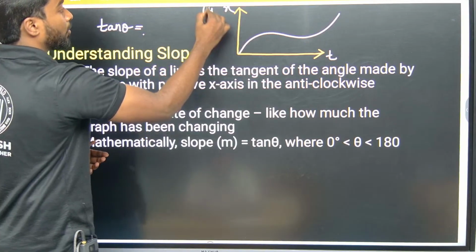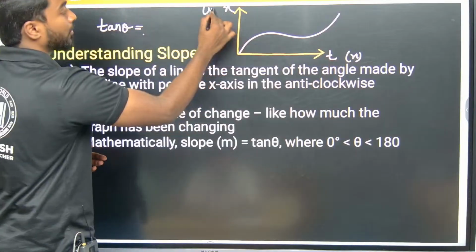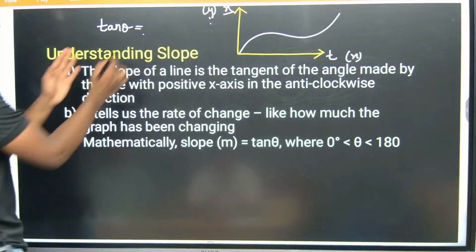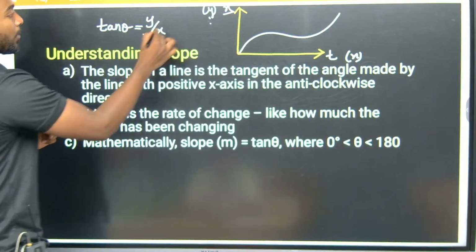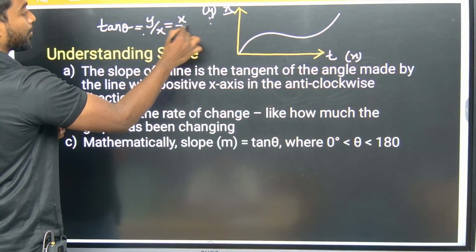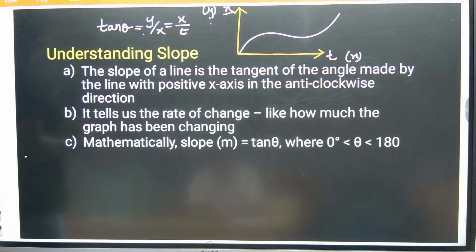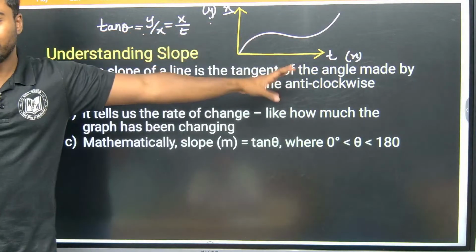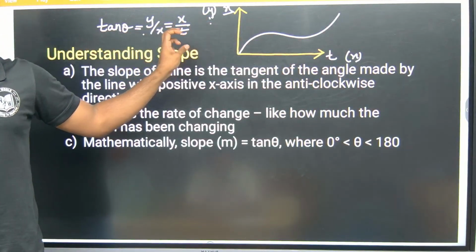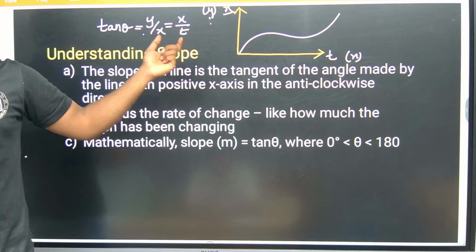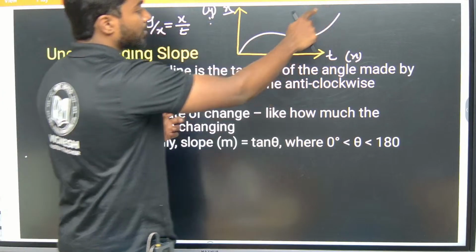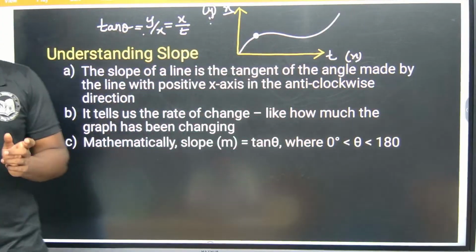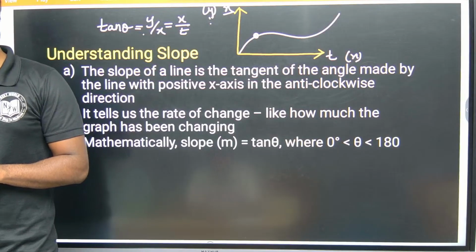This is the y axis and this is the x axis. Don't confuse between these. So tan theta will be y by x, which is nothing but x by t, position versus time, or displacement versus time. Displacement by time will give velocity, right? If the object is going like this and I consider this point, is the velocity increasing or decreasing? I want to know.